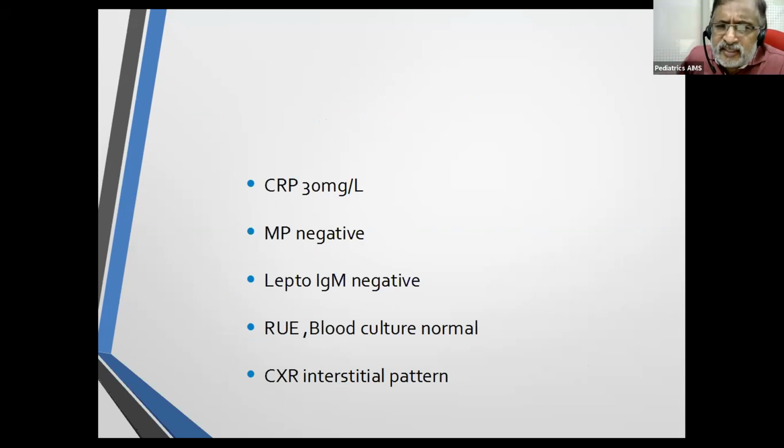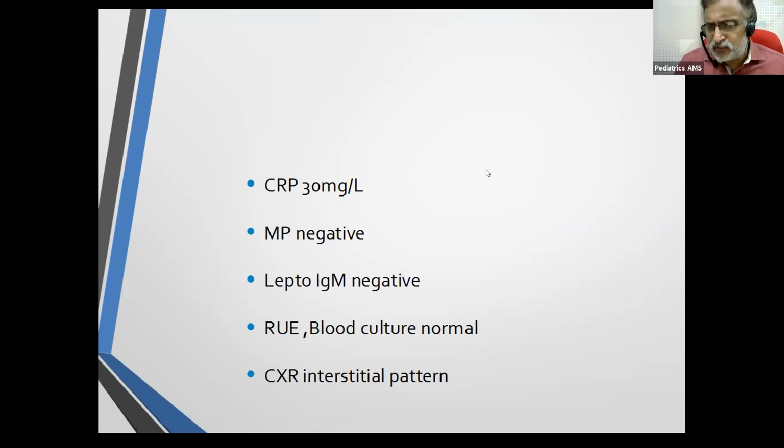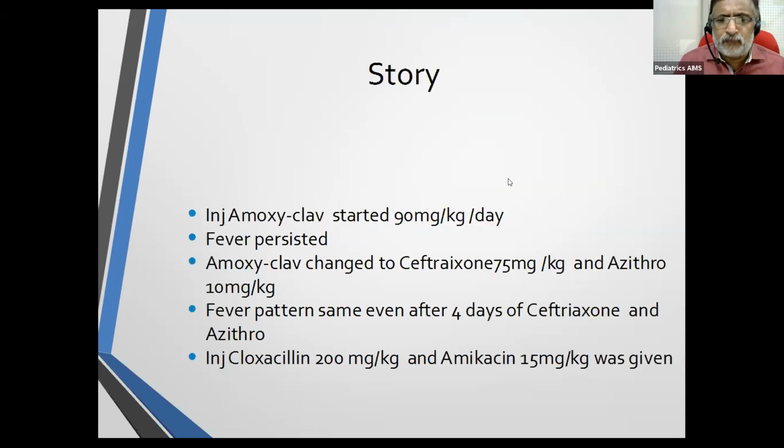So CRP for this child is 30, malarial parasite negative, lepto IgM negative, routine urine and blood culture normal, chest X-ray showed interstitial pattern, suggestive of viral infection, maybe mycoplasma. Injection amoxiclav was started at 90 per kg per day, but fever persisted. Amoxiclav was changed to ceftriaxone at 75 per kg a day along with azithromycin.